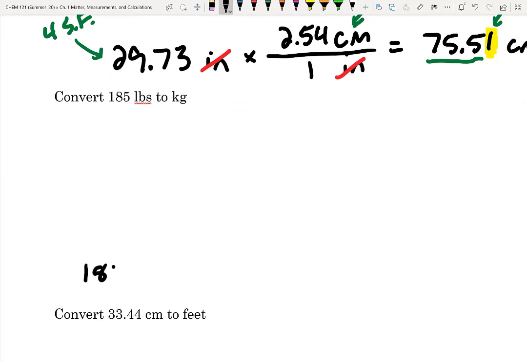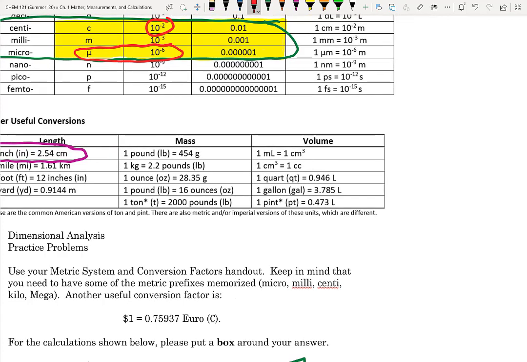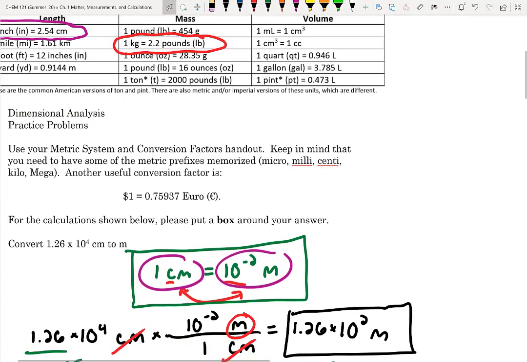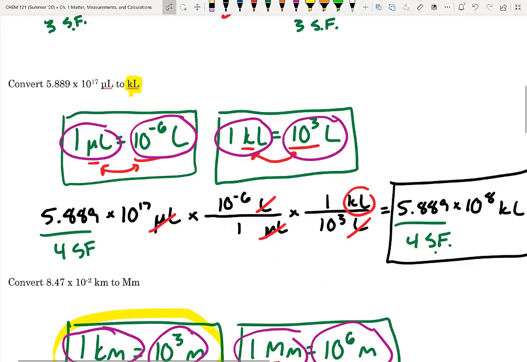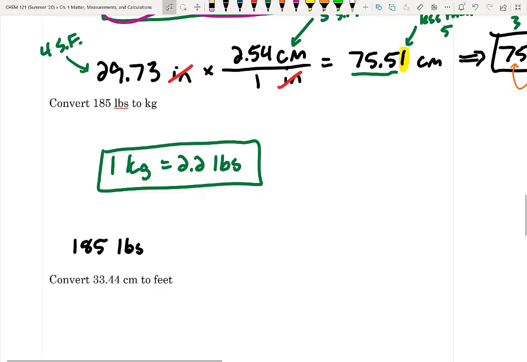Got 185 pounds and we want to go to kilograms. So let's go find the conversion from pounds to kilograms. And this wouldn't be one I want you to memorize. So let's see. I've got 1 kilogram equals 2.2 pounds, so let's go ahead and use that as our unit conversion. So 1 kilogram, let's do it in green, we'll keep it consistent, is equal to 2.2 pounds. So this will be my unit conversion for this next one.